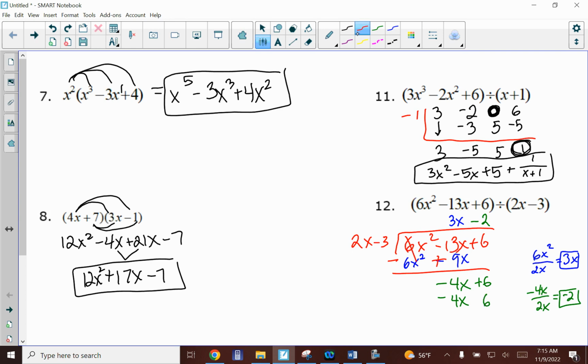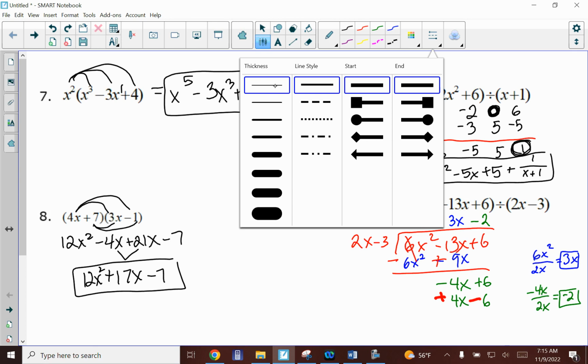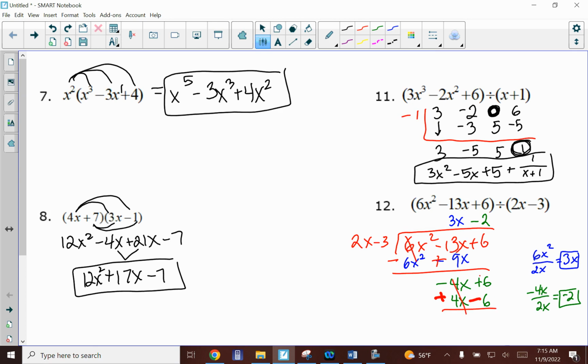And then I'm going to go back and change all of the signs. So that's going to turn into a plus, and that's going to turn into a minus. You can see that when we do this, everything's going to cancel, and we don't have a remainder left. So that means that the answer up top right here, that's going to be our final answer.